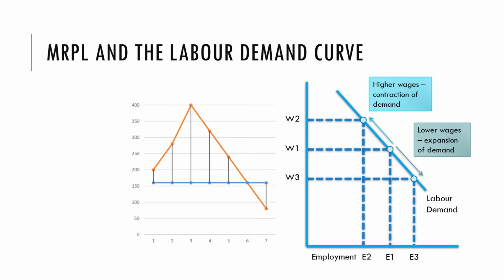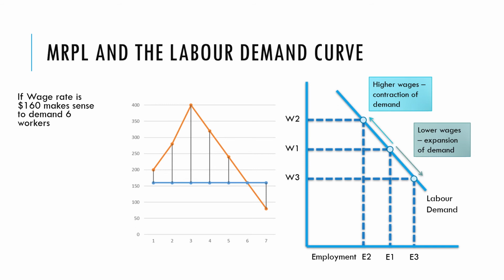So how can we link this to the labour demand curve? Well, the labour demand curve here is downward sloping. So as wages fall, then employment increases. We would look to hire more workers. So let's see how that corresponds to this diagram we've established on the left-hand side. So if the wage rate is $160, it makes sense to employ 6 workers.